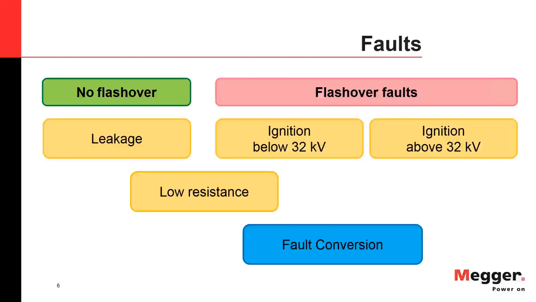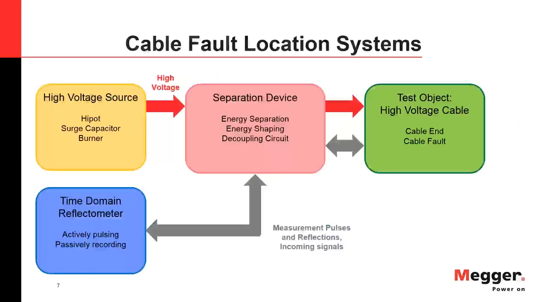In general, when we're talking cable fault location systems, you will see variations of this slide a lot during this presentation. You have various components in your cable fault location system, and in principle, it's always those three components that you see on the left while the cable is always there. This is like your test object, the cable you are fault locating on.